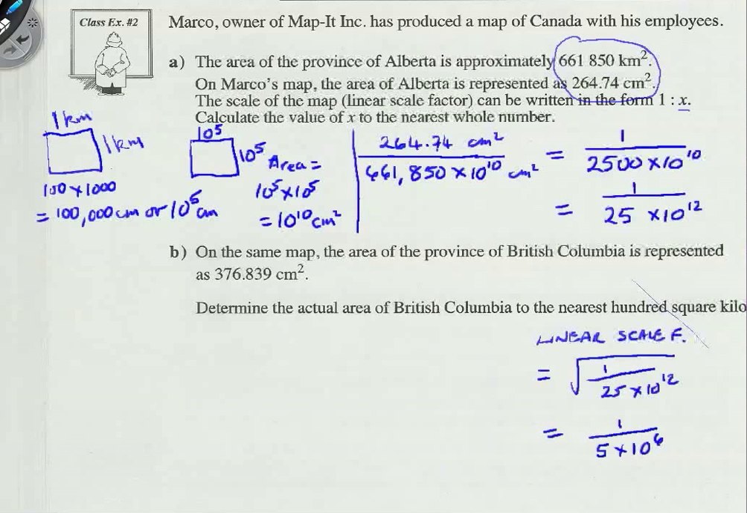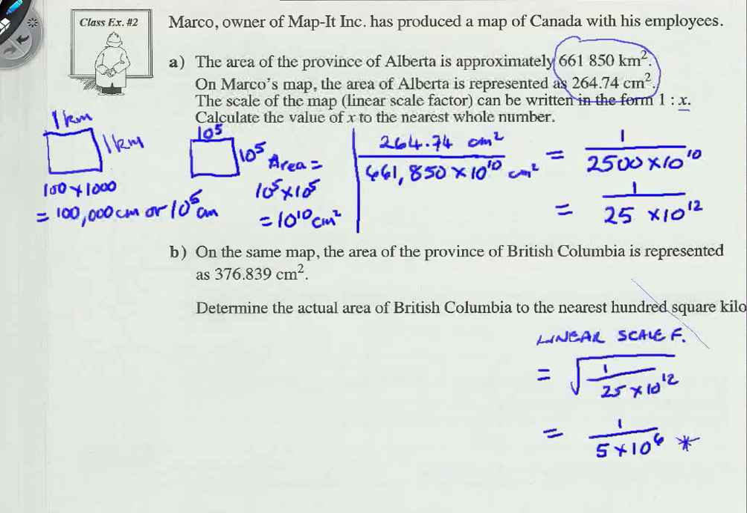1 square centimeter on the map is equivalent to 25 times 10 to the 12 square centimeters on land. Now the linear scale factor is always the square root of the area scale factor. So square rooting this, the square root of 25 is 5, and the square root of 10 to the 12 is 10 to the 6. So this is the linear scale factor. So x, what they asked for here, it's 1 to x, or 1 to 5 times 10 to the 6 is the actual answer that we're looking for.